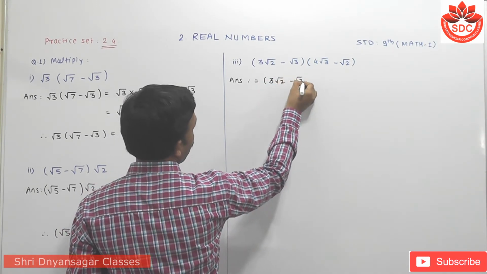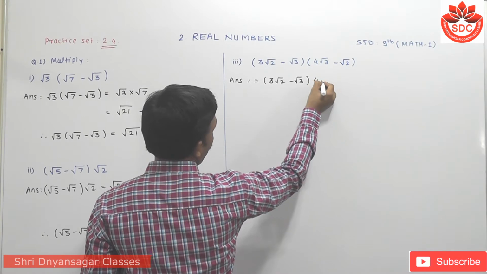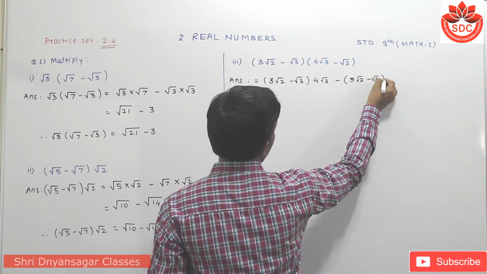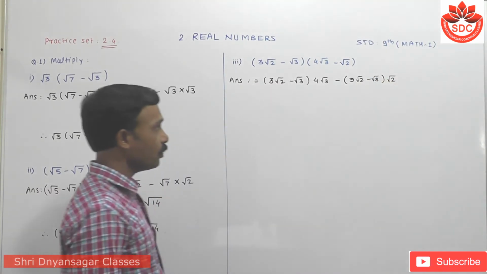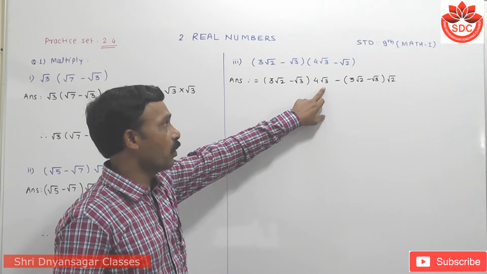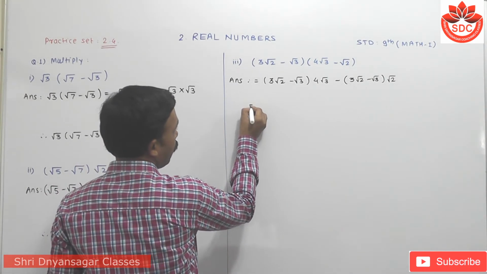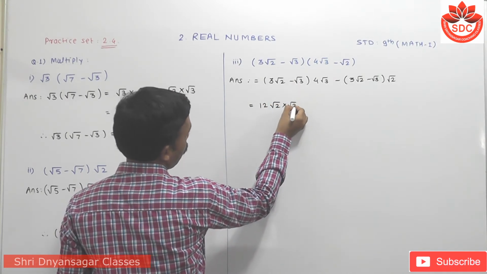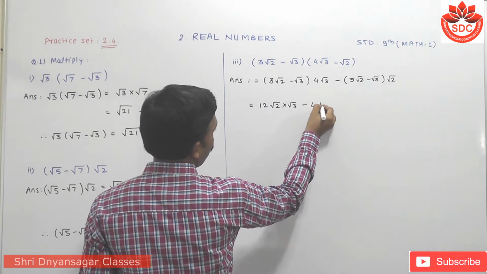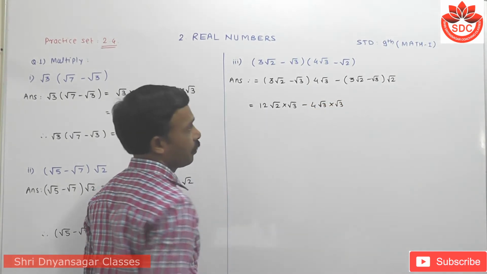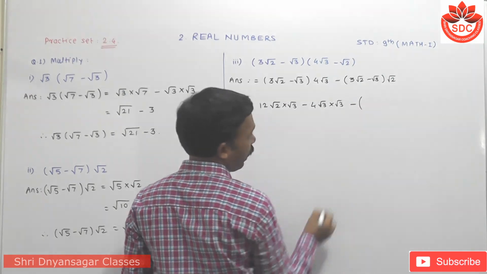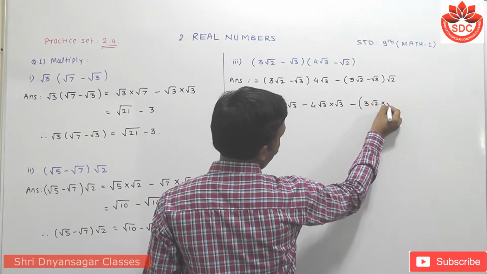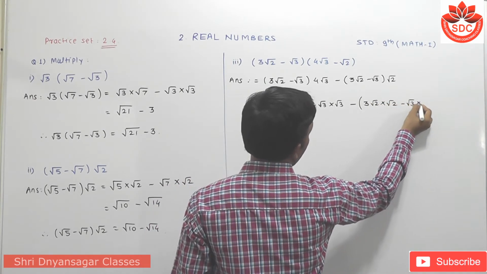Here is 3 root 2 minus bracket 3 root 2 minus root 3 into root 2. Student, first we multiply this 4 root 3 to this whole bracket, we get 4 into 3 is 12 root 2 into root 3 minus 4 root 3 into root 3. Then this minus sign, then again I have to take bracket root 2 into this one is 3 root 2 into root 2 minus root 3 into root 2.